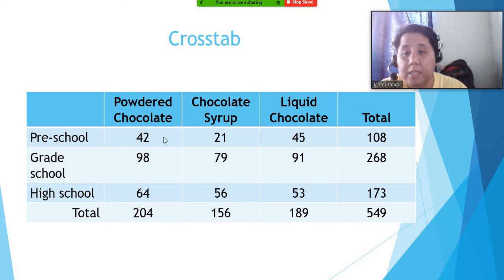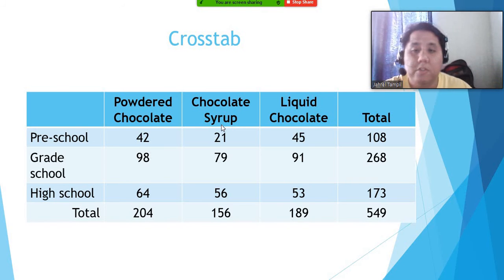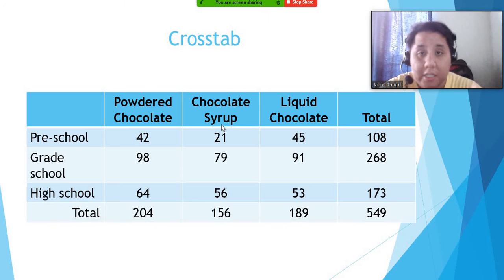So this would indicate that there are 42 preschool students who like powdered chocolate, 98 grade school students who like powdered chocolate, 64 high school students who like powdered chocolate, and so on. So it's easier for us to determine that this student is not only a high school student, but also likes this certain type of chocolate.